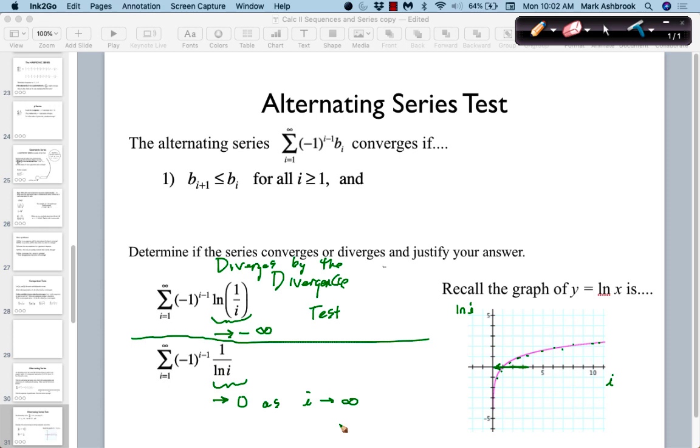So, what's our conclusion? What do you think, Lily? Converges or diverges? Converges by what? How do we know that it converges? The alternating series test, right? So here, this one qualifies for the alternating series test because the positive part of the terms decreases to 0 and the thing alternates.